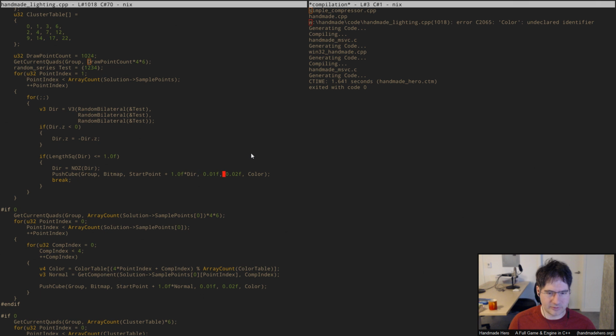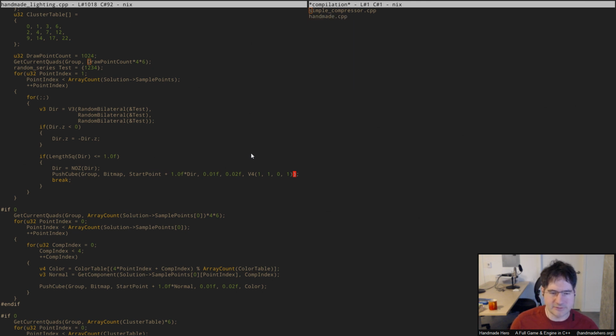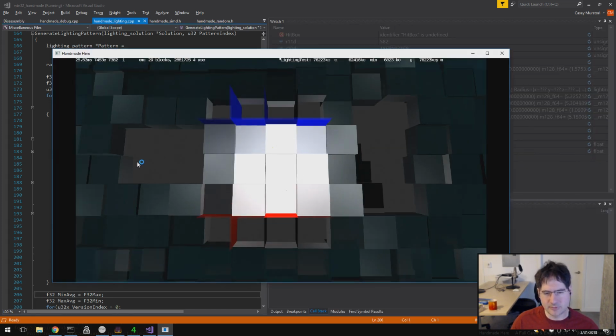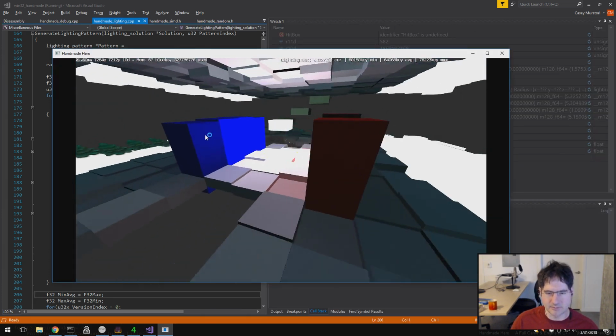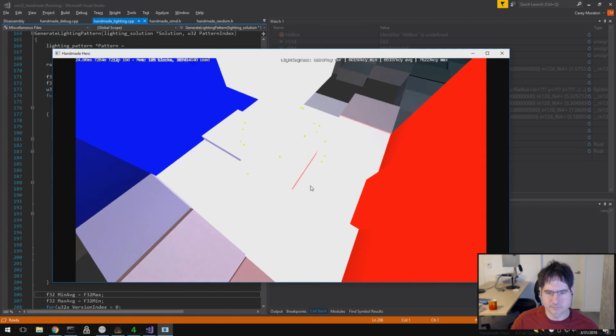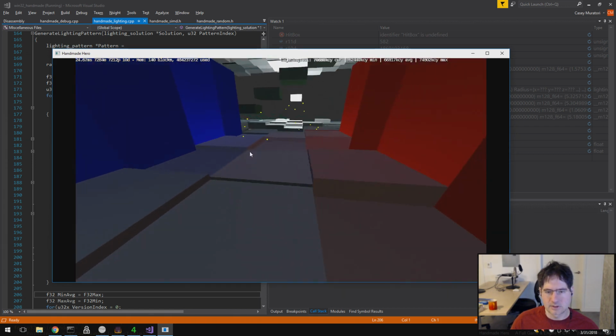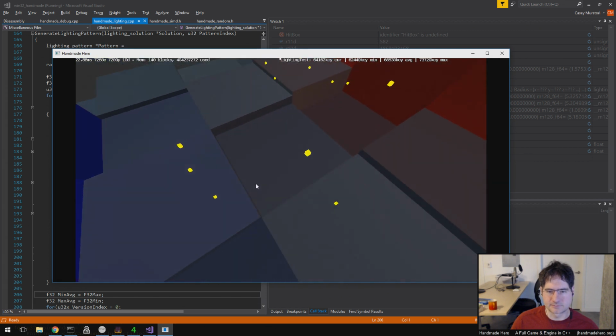And I suppose the other thing I don't really know at the moment, unfortunately, is whether this is a fair way of generating hemisphere points. So I may also be creating a problem that way. I'm not sure. So let's play around with this a little bit.